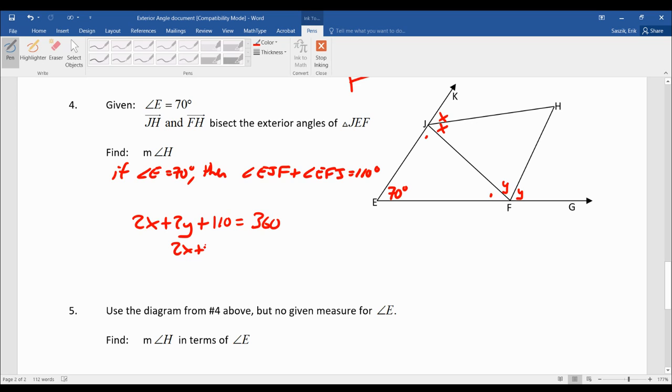Watch what happens here. 2x plus 2y, move the 110 over, you get 250. I'm getting ahead of myself. And then if I divide everything by 2, I don't think I have enough information to solve for x or y, but I know that their sum is 125. Now, if this plus this is 125, doesn't this angle have to be 55? Because 125 plus 55 is 180. That's a cool problem.